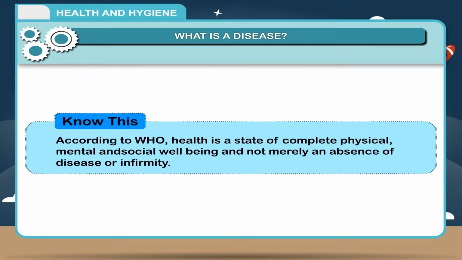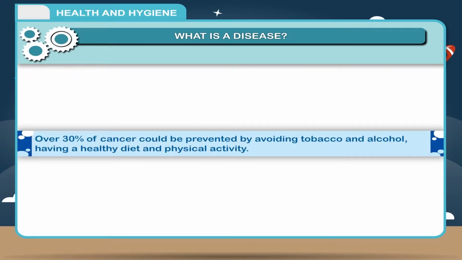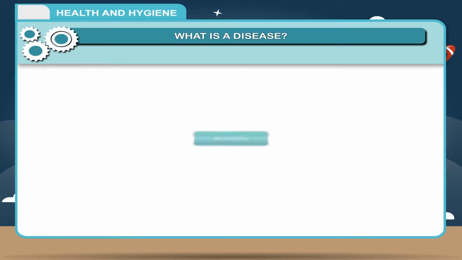Know this. According to WHO, health is a state of complete physical, mental, and social well-being and not merely an absence of disease or infirmity. Over 30% of cancer could be prevented by avoiding tobacco and alcohol, having a healthy diet and physical activity.